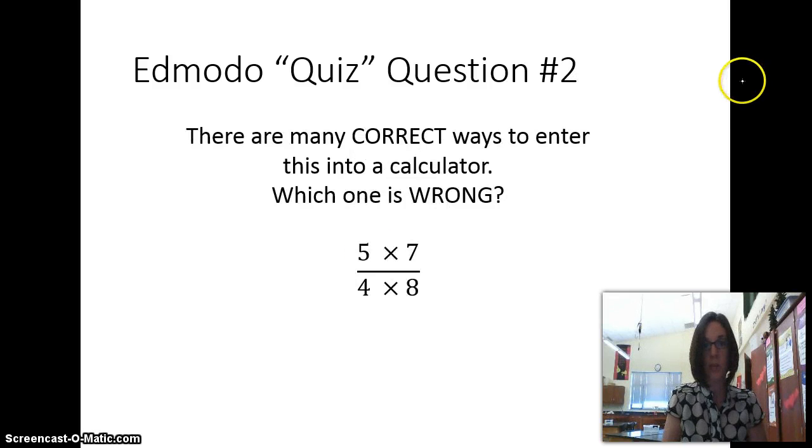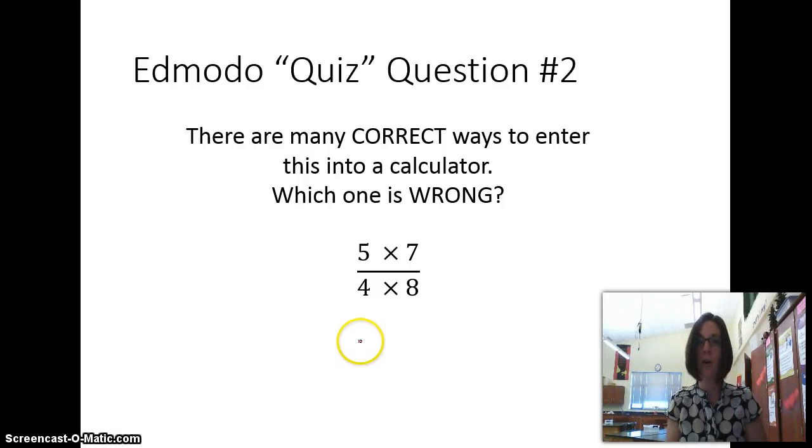And then question number 2, there's lots of correct ways that we could enter this into your calculator. One of the choices on Edmodo is wrong. Pick that one. You may need to go back and pause the video to look at the question again. Sorry about that. When we get Sapling, I can do all kinds of formatting.